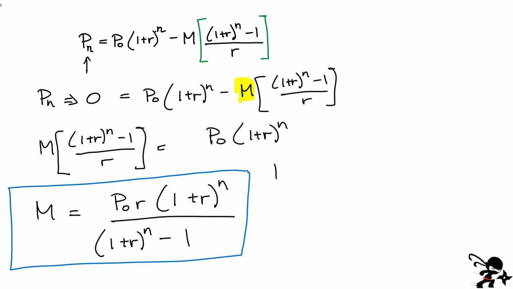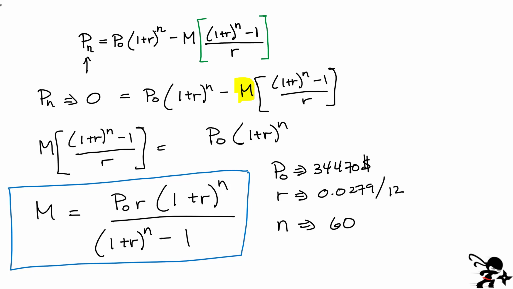Now, guess what? If I take my values for my particular case, remember my initial loan value was $34,470. What else? I had little r, which was my interest rate, 0.0279, right? 2.79%. But again, I want to divide that by 12. And what else goes in there? Oh, I also had my total number of payments. I had 5 years. This was 60 payments.